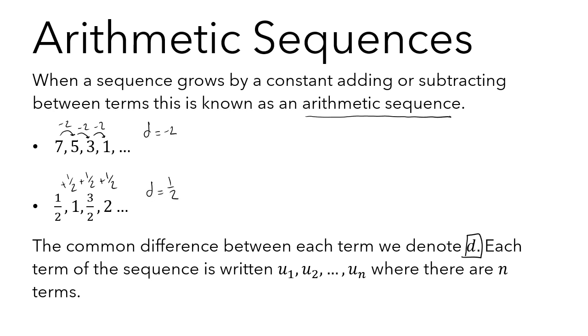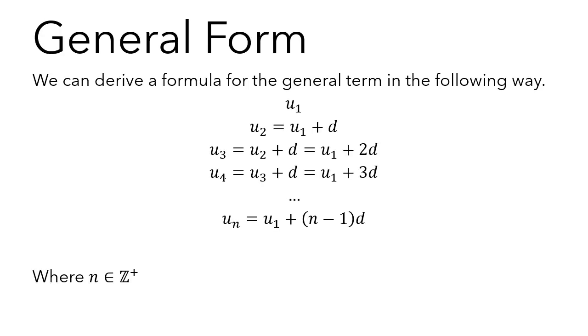Each of the terms of the sequence is written u1, u2, u3, u4, and so on, all the way to un, where n is the last term. So we can derive the formula for the general term in the following way. u1 is our first term. The second term, u2, is going to be that first term plus d. The third term is going to be u2 plus d, but remember u2 is just u1 plus d.